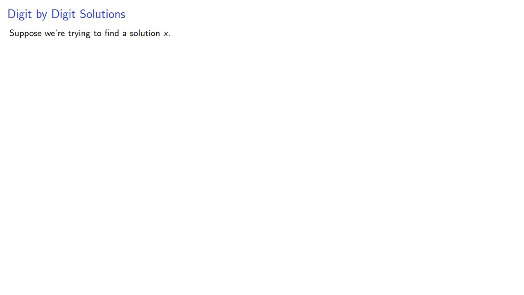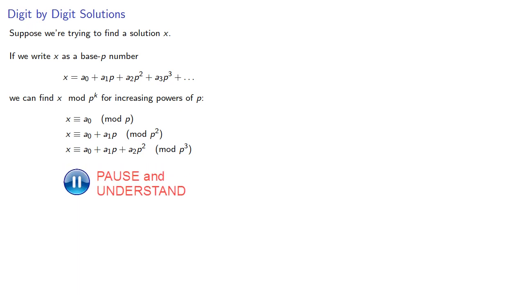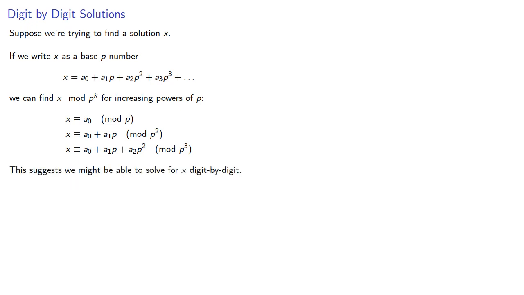Suppose we're trying to find a solution. If we write x as a base p number, we can find x mod p to the power k for increasing powers of p. So x is congruent to a0 mod p because all the higher order terms drop out. x is congruent to a0 plus a1 p mod p squared. x is congruent to a0 plus a1 p plus a2 p squared mod p cubed, and so on. This suggests we might be able to solve for x digit by digit.